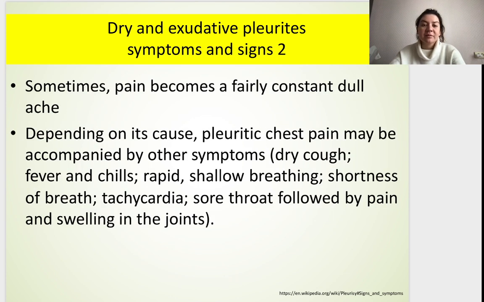Sometimes pain becomes a fairly constant dull ache. Depending on its cause, pleuritic chest pain may be accompanied by other symptoms like dry cough, fever and chills, rapid shallow breathing, shortness of breath, tachycardia, sore throat, followed by pain and swelling in the joints.